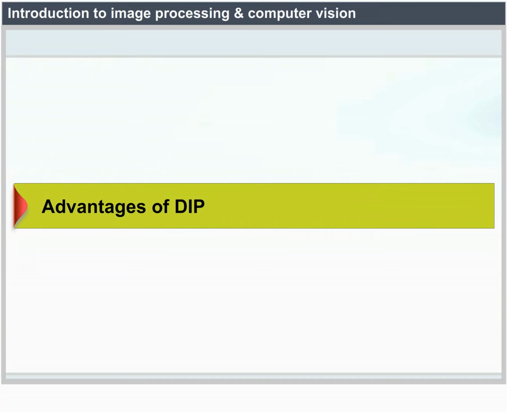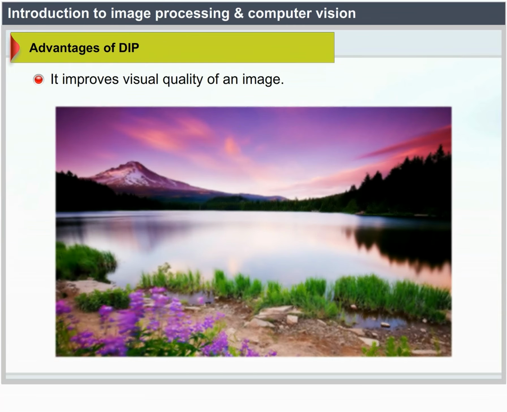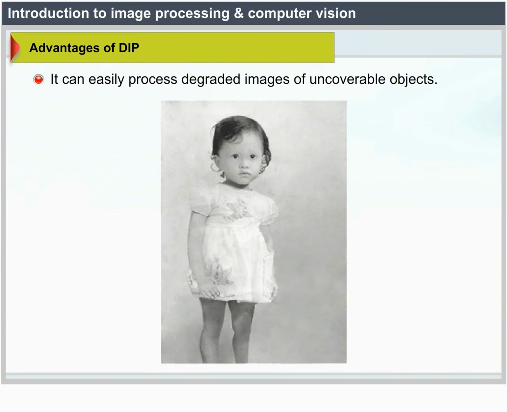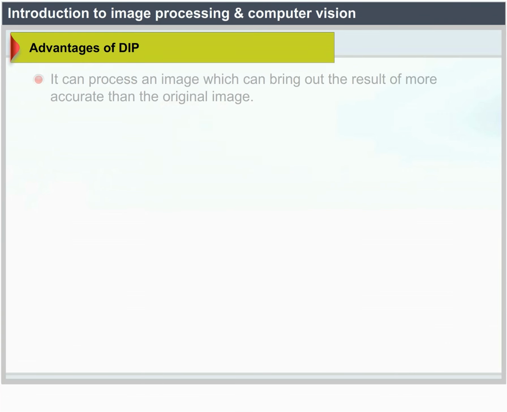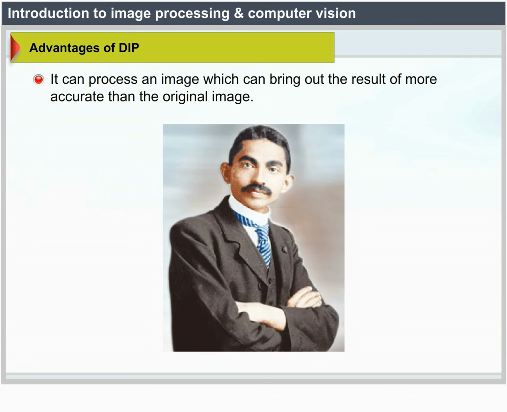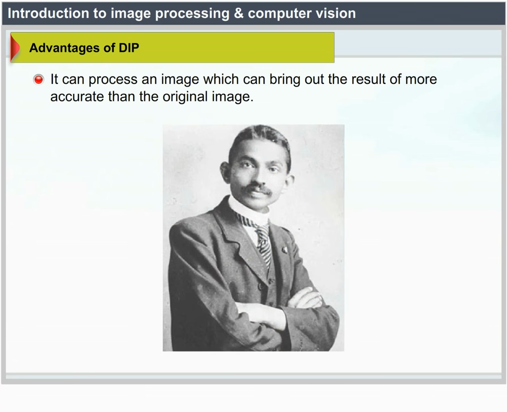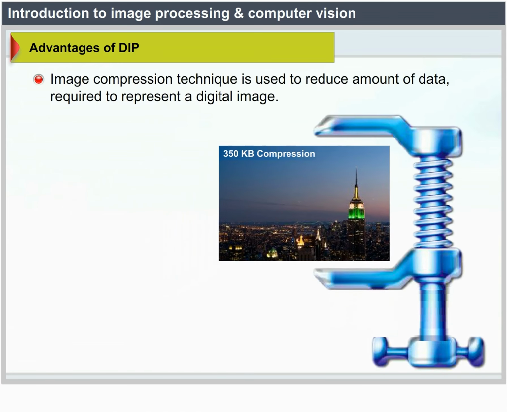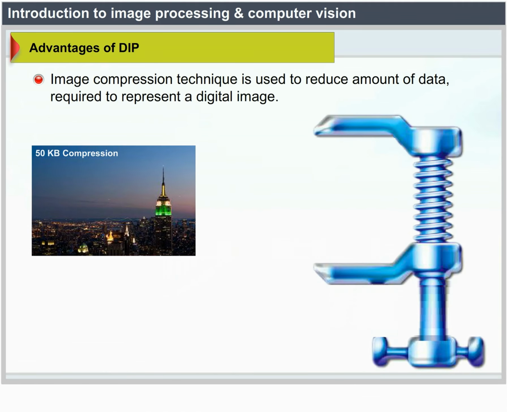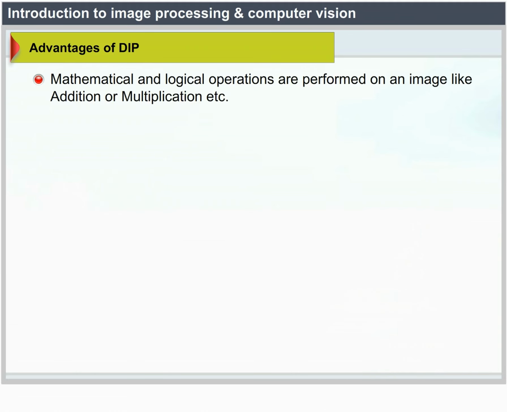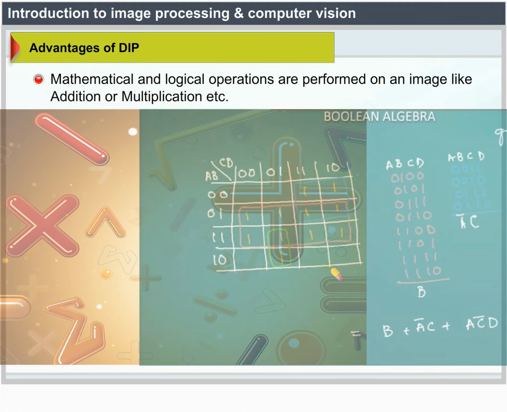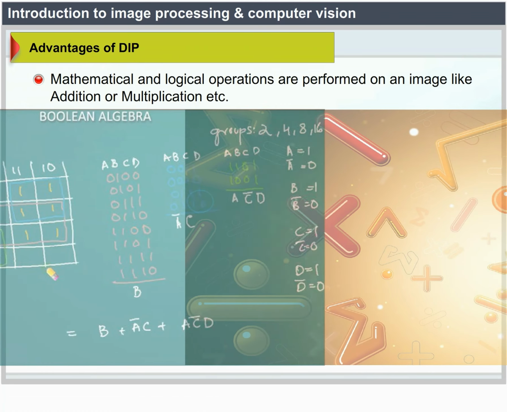Advantages of DIP. It improves visual quality of an image. It can easily process degraded images of uncoverable objects. It can process an image in such a way that the result is more suitable than the original image. Image compression technique can be used to reduce the amount of data which is required to represent a digital image. Mathematical and logical operations are performed on an image like addition or multiplication, etc.